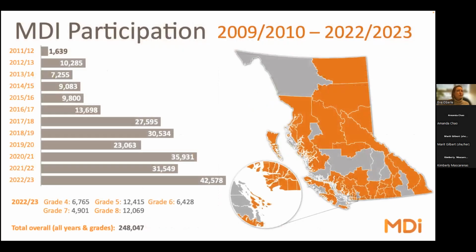This is an overview of the MDI participation. The MDI was developed by Dr. Kim Schonert-Reichl in 2009, and it has really grown over the last few years. Last year was our biggest year, where we had more than 42,000 participants in the MDI. Over the years, the pattern has shifted from a grade 4 and grade 7 MDI pattern to more and more districts participating in grade 5 now, and also in grade 8.